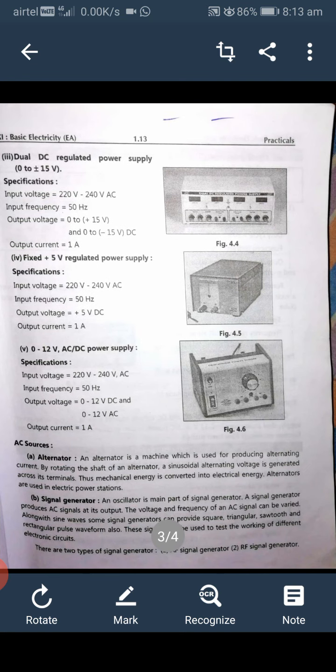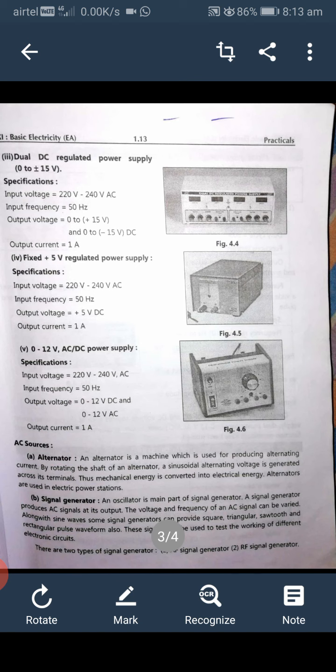Dual DC regulated power supply 0 to plus minus 15 volt. Specification of dual DC regulated power supply. The diagram is shown below. Specification: input voltage 220 volt to 240 volt AC, input frequency 50 Hz, output voltage 0 to plus 15 volt and 0 to minus 15 volt DC, output current 1 ampere.